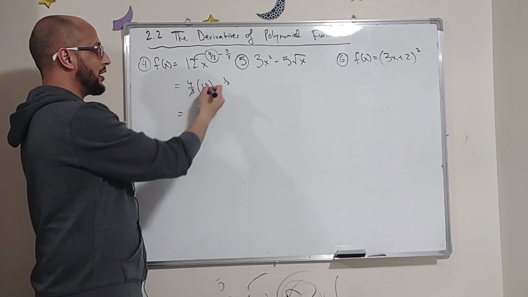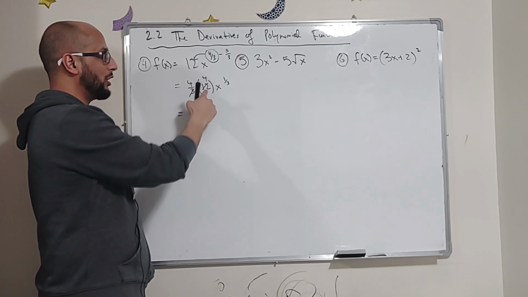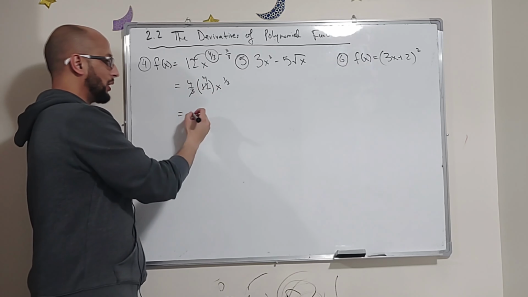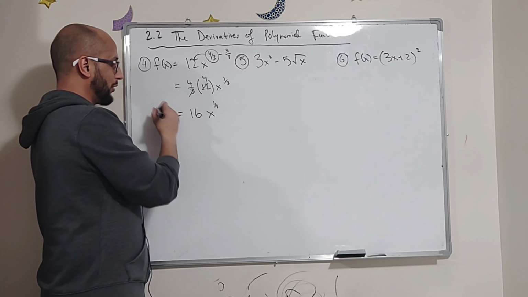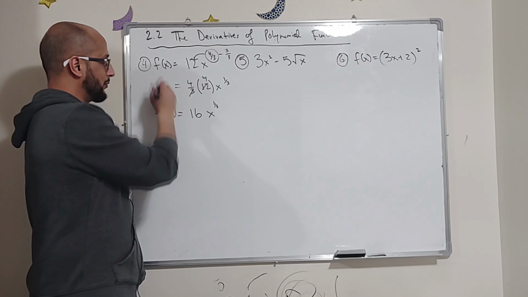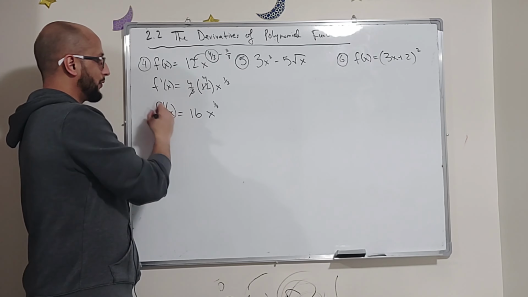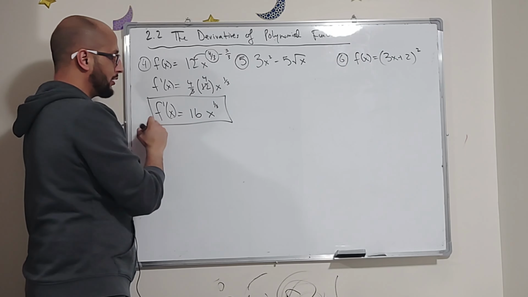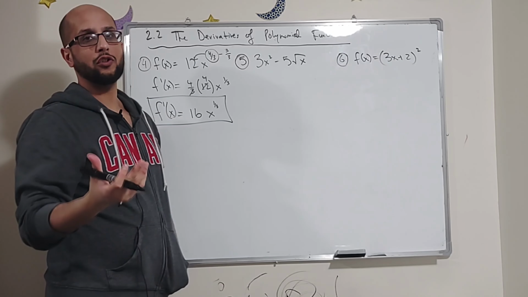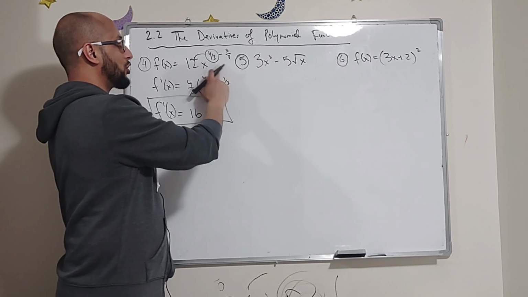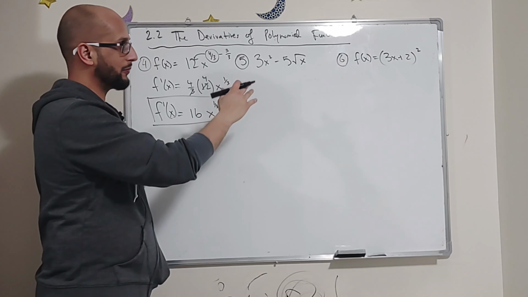Simplify this: the 3 and the 12 simplify, because 12 divided by 3 is 4. 4 times 4 is 16, so we get 16x^(1/3). This represents the derivative, or the equation of the instantaneous rate of change of this function at any given point.